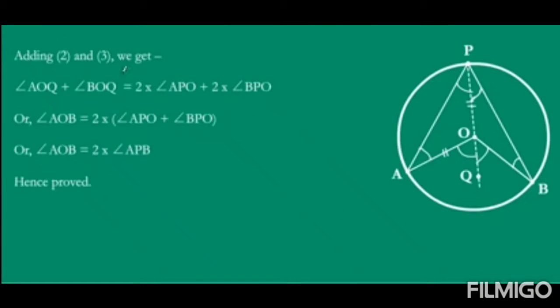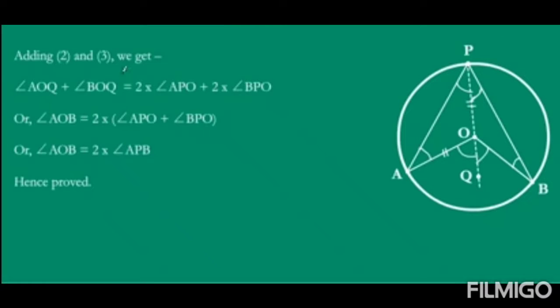We will get AOQ plus BOQ on the left hand side, and on the right hand side we are getting twice the angle APO plus twice the angle BPO. Now you can see 2 is common in these two terms on the right hand side, so we will take 2 as common, and inside we are left with angle APO plus angle BPO.